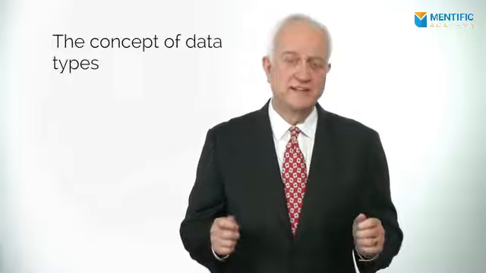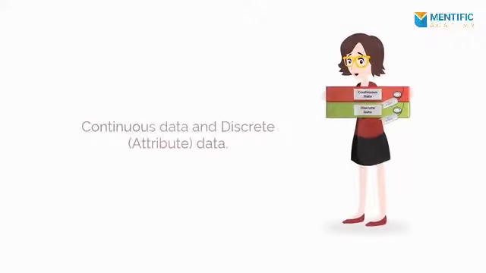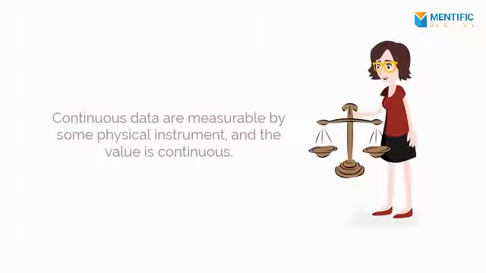Before we get into the details of the 7 basic tools, let us become familiar with the concept of data types. Data can be broadly categorized into 2 types. The first type of data will be continuous data, and the second would be discrete or attribute data. Continuous data are measurable by some physical instrument, and the value is continuous. It can be any number including decimals, but it does not need to be an integer. For example, weight, height, length, and density.